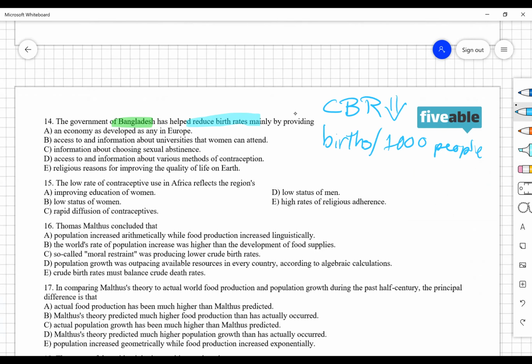Crude birth rate is really simple. You won't usually be asked to do calculations on your AP Human Geography exam because this isn't a math class.